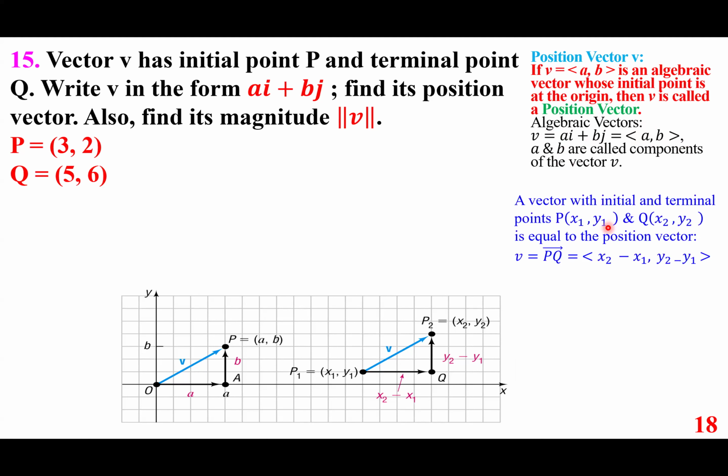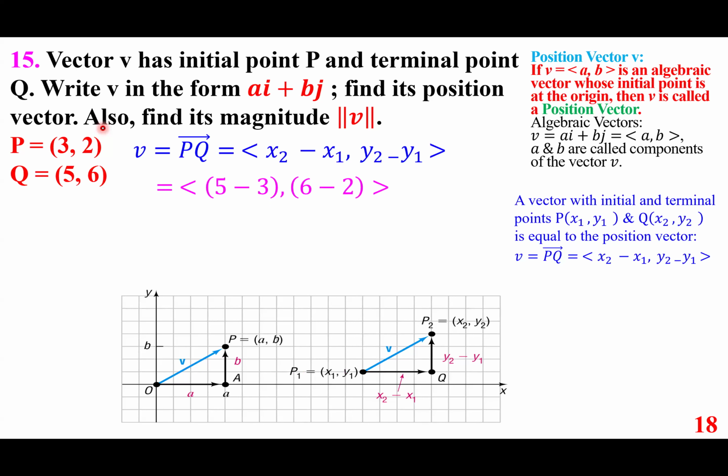A vector with initial point x sub 1, y sub 1 and terminal point x sub 2, y sub 2 is equal to the following: x sub 2 minus x sub 1, y sub 2 minus y sub 1. And so with that being the case, we are going to write 5 minus 3, 6 minus 2. This gives us 2, this gives us 4.